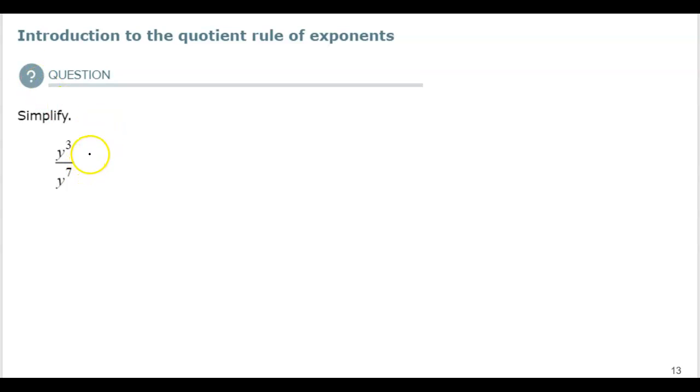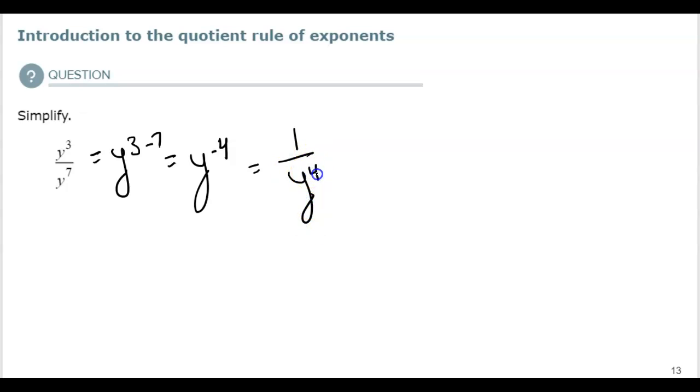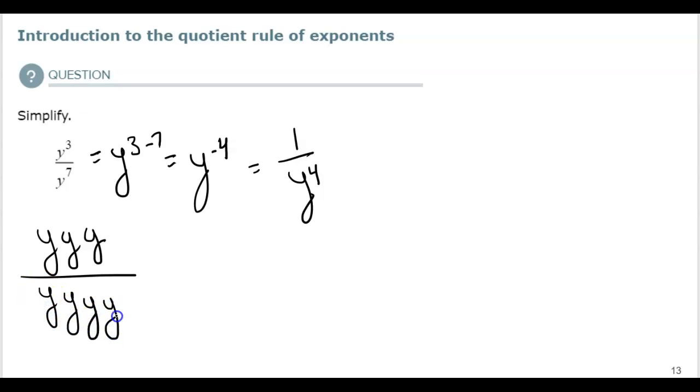So let's think of it this way. This is y to the 3 minus 7, negative 4. A way to make that 4 positive is to put it in the denominator. Another way to think about this is I have 3 y's in the numerator, 7 y's in the denominator. I cancel out what I can, and I end up with 4 y's in the denominator. We're going to keep practicing this.